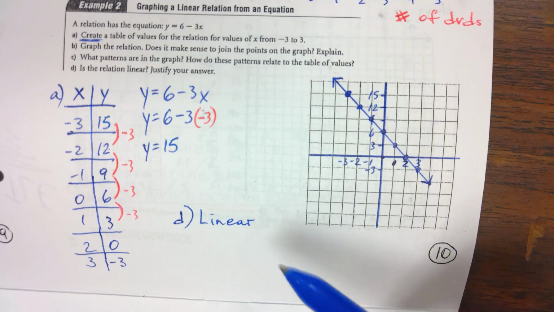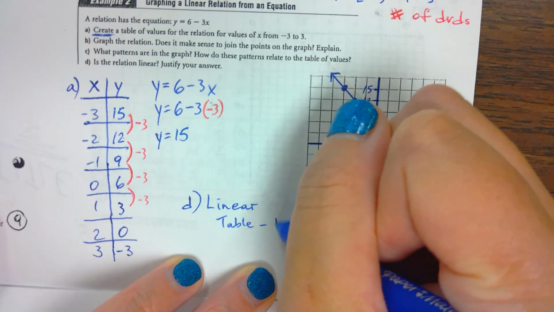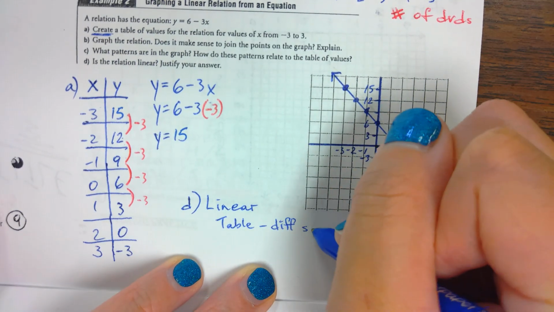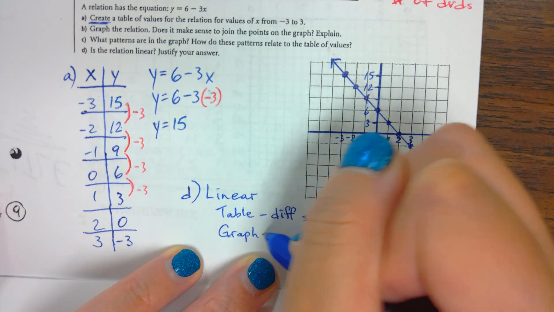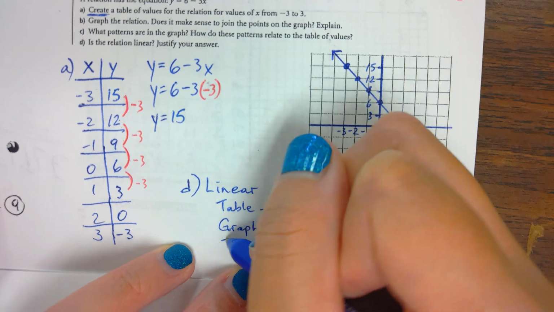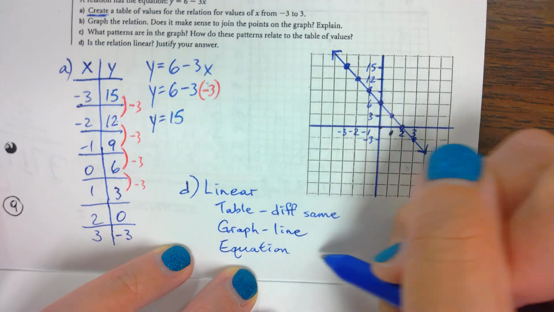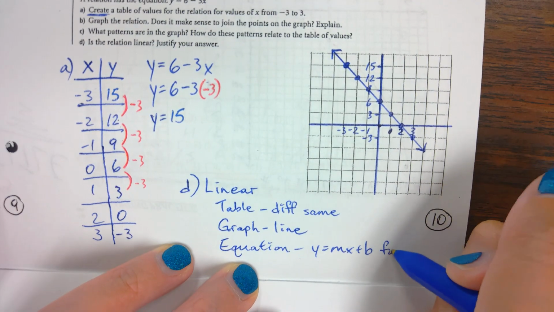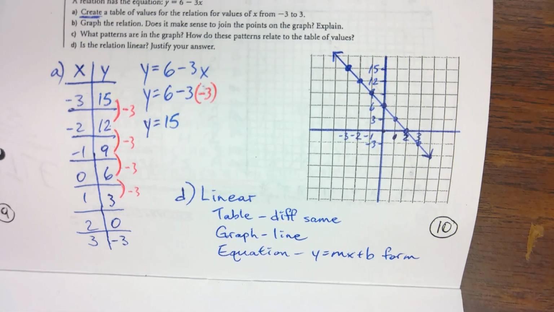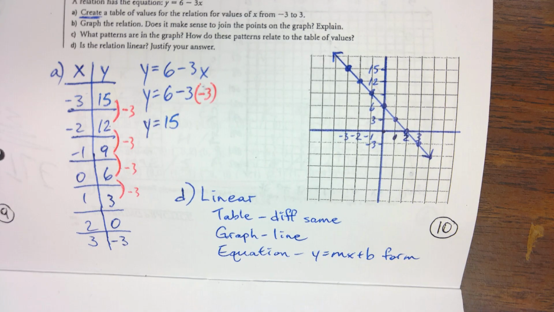All right, so from the table, the difference is the same. From the graph, I see a line. And from the equation, it's in y equals mx plus b form. If on the test I ask, is this linear? You can just give me any one of these reasons.